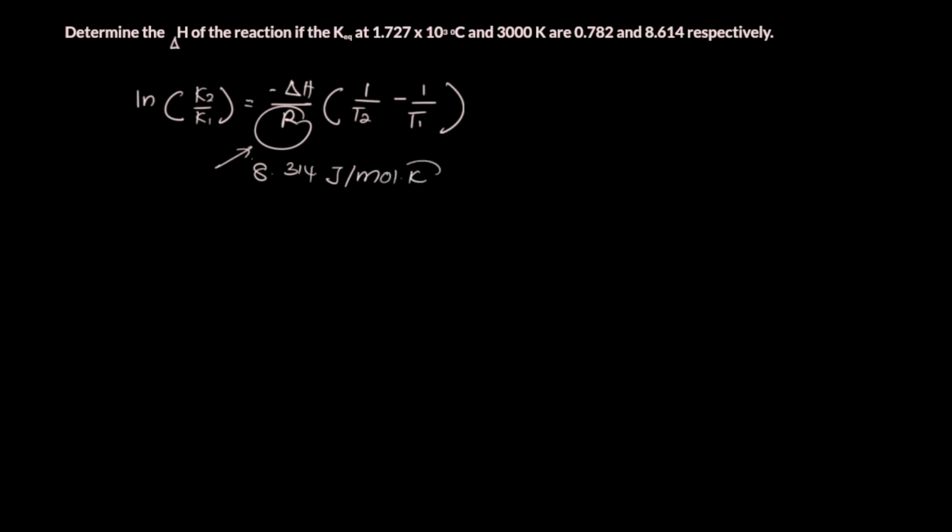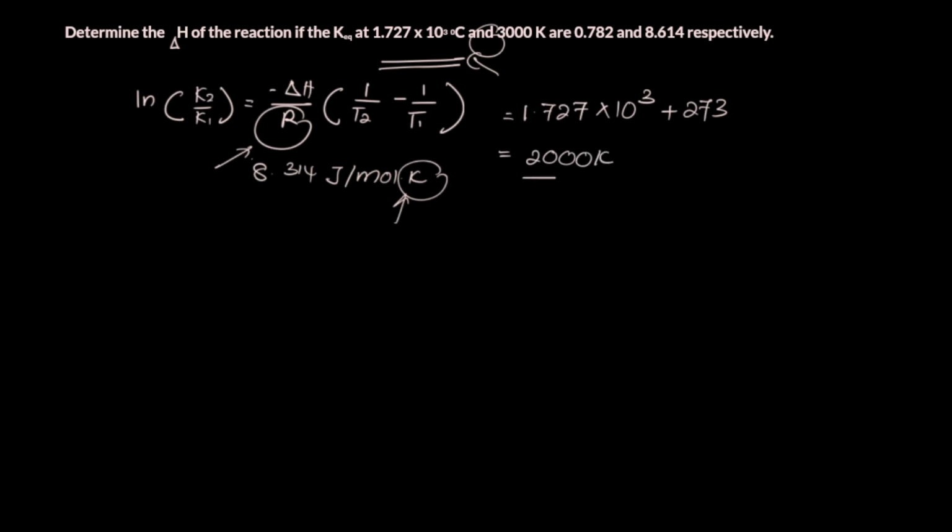So it means that the temperature should always be in Kelvin, therefore we need to convert this degree Celsius to Kelvin. So from here, 1.727 times 10 to the power of 3, you need to plus 273. So you should get the initial temperature as 2000 Kelvin.